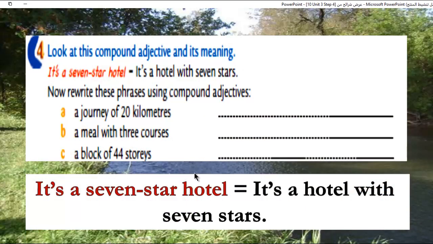Exercise 4. Look at this compound adjective and its meaning. It's a 7-star hotel. It is a hotel with 7 stars. Now, write these phrases using compound adjectives. Number A, a journey of 20 kilometers. Number B, a meal with 3 courses. Number C, a block of 44 stories. The example given is, it's a 7-star hotel. It's a hotel with 7 stars. Check your answer.